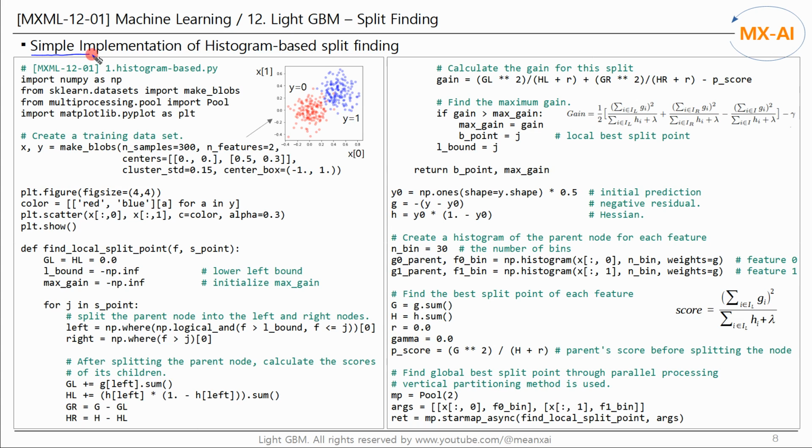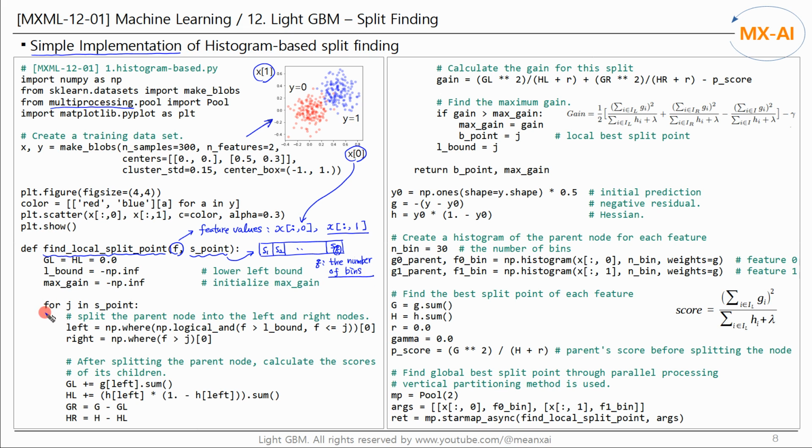Now let's simply implement this algorithm. Let's do parallel processing using the multiprocessing library. The data we will use is like this. Let's find the global split point by processing each feature in parallel using two worker threads. First, define the function that finds the local split point for the given feature. F is the feature vector: the first feature and the second feature values. The S point is the list of split point candidates. Again, Q is the number of bins.